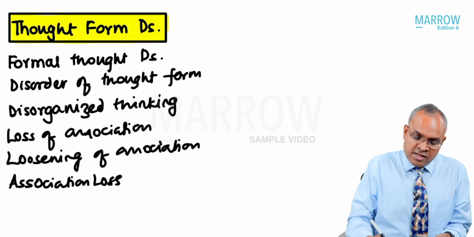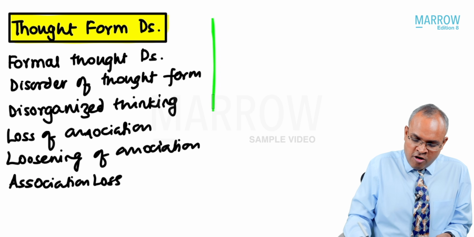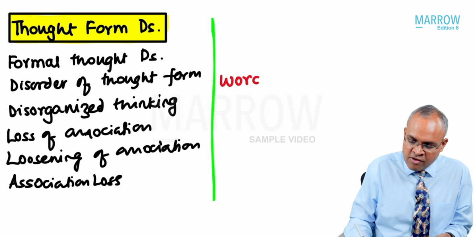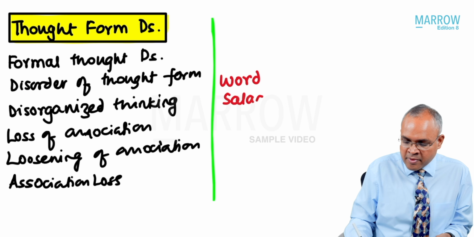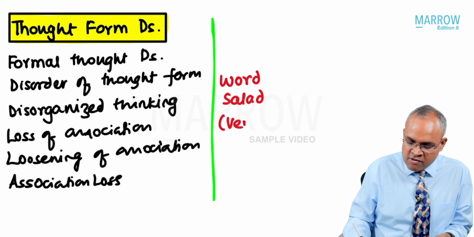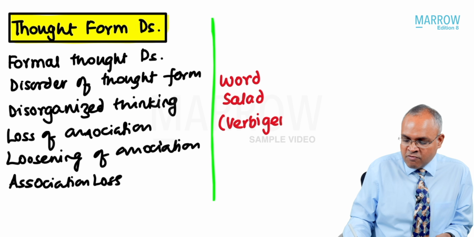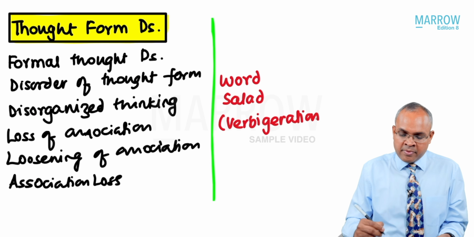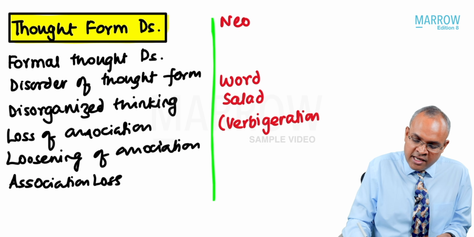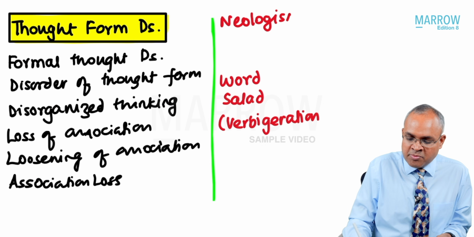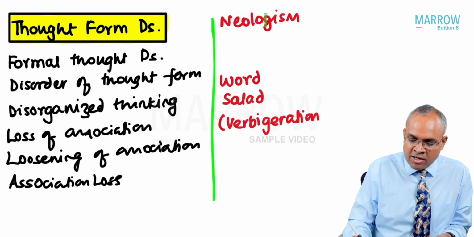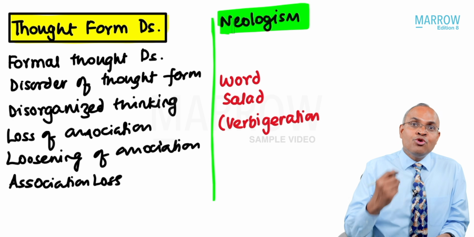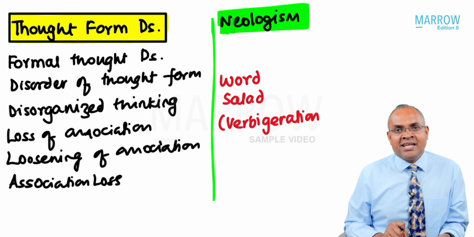Extreme form of formal thought disorder is called word salad. The other name for it is verbigeration. Verbigeration or word salad is the extreme form of thought disorder. You also can have neologism in these patients. What do you mean by neologism? Neologism means these patients are coining new words which don't even exist in the dictionary.